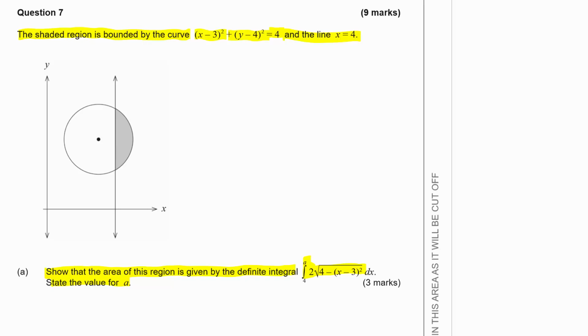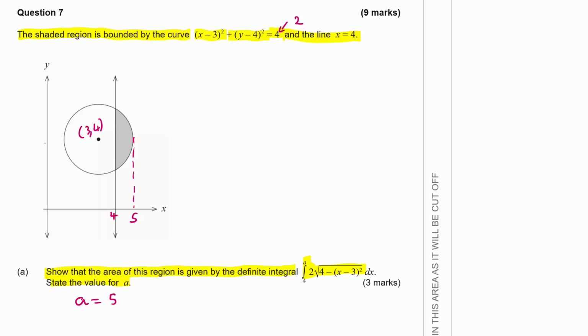So we know that the centre of the circle is at (3, 4). And we know that the radius is going to be the square root of 4, which is 2. That means that here is 5. We know that here is 4 because that line was x = 4. And that tells us straight away that a is equal to 5.